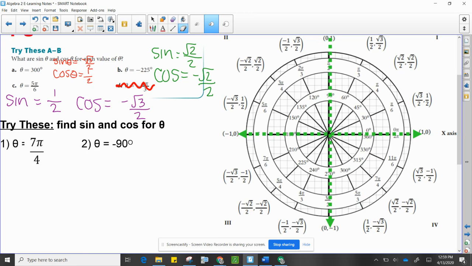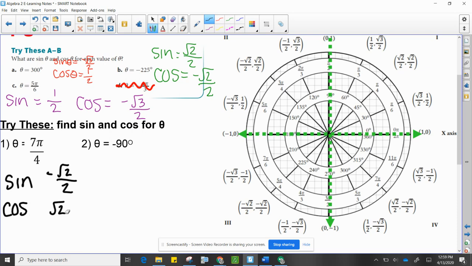Okay, so if you did the problem, the sine for 7 pi over 4 is negative root 2 over 2. Cosine would be positive root 2 over 2. For number 2, negative 90 degrees, the sine would be negative 1, and the cosine would be 0.